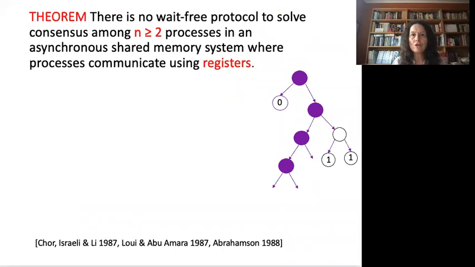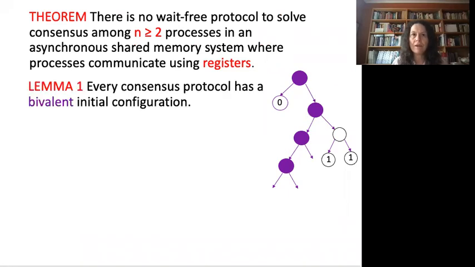It's well known that there is no wait-free protocol for solving consensus in asynchronous shared memory systems where processes communicate using registers. The proof of this theorem uses a valency argument. Given a protocol that claims to solve consensus, one first proves that it has an initial configuration which is bivalent. This means that there is an execution from the configuration in which some process outputs 0, and another execution from this configuration in which some process outputs 1.